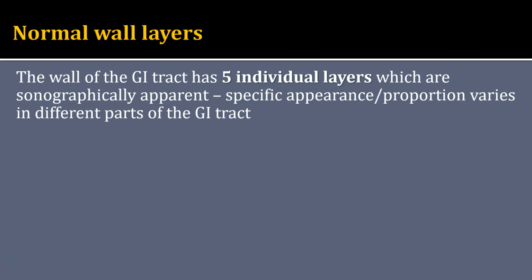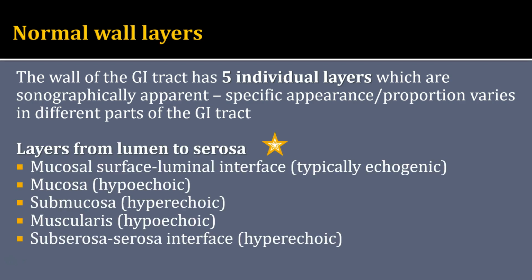Let's start out discussing some basic concepts that will apply across the GI tract, and we're going to start with the wall layering. So the wall of the GI tract has 5 individual layers which are sonographically apparent. The specific appearance and proportion does vary in different parts of the GI tract. I do want you to know these layers because we're going to use the layers and what they look like to help us identify normal from disease.